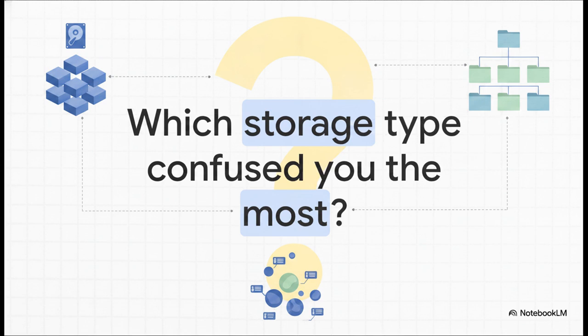But here's something to chew on. As AI models start demanding faster and faster access to increasingly massive data sets, the rigid lines between these storage types, they're really beginning to blur. So how will your architecture adapt when exabyte scale suddenly requires sub-millisecond latency?